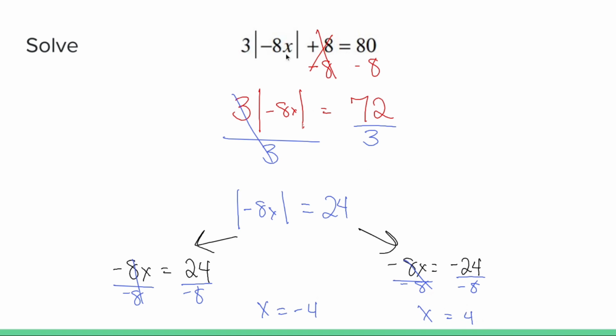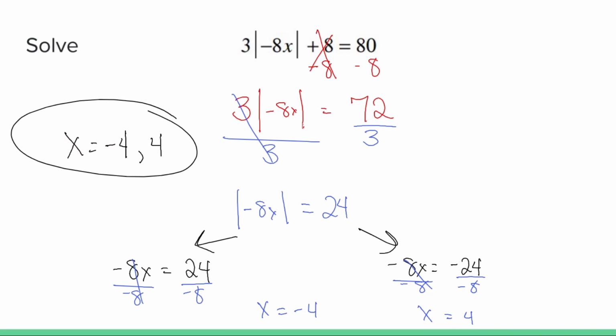And if you were to plug in regular 4, the absolute value would make negative 24 positive, and the same exact thing will happen. So we have two correct answers, x equals negative 4 and x equals positive 4, and we're done.